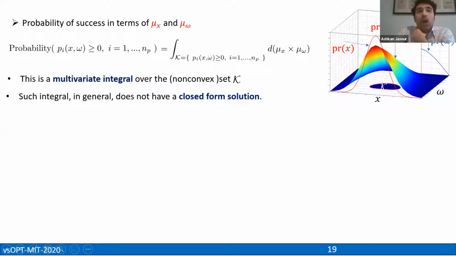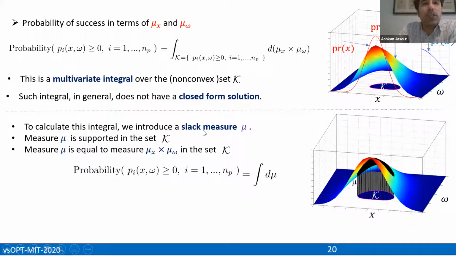So to be able to solve this multivariate integral, I am going to introduce a slack measure mu. This new measure mu is supported inside the set K, our success set, as shown here. And also measure mu is equal to the joint measure of x and omega inside the set K. So if I can find such measure mu, then the probability of success is nothing but the volume of this slack measure mu. And why is this new integral easier to handle compared to the original integral of the probabilities?